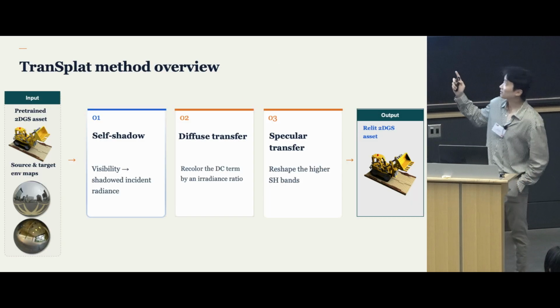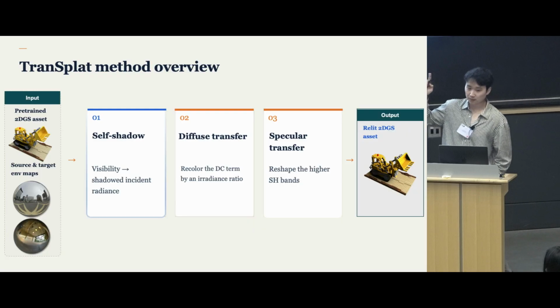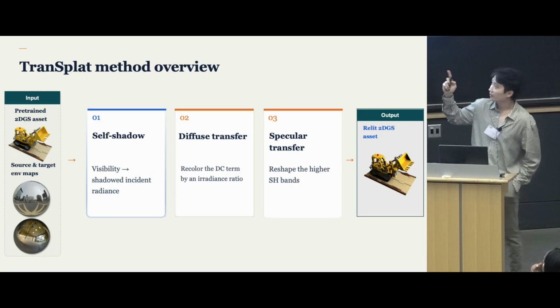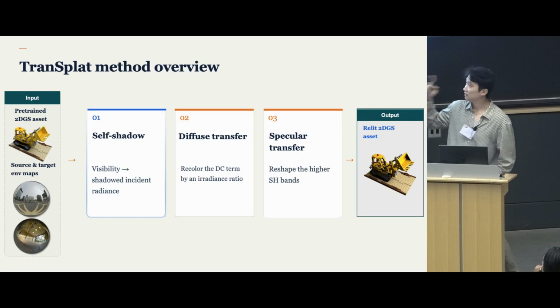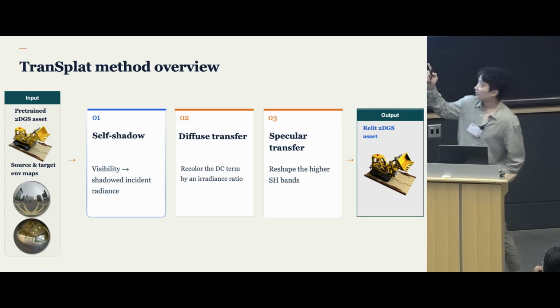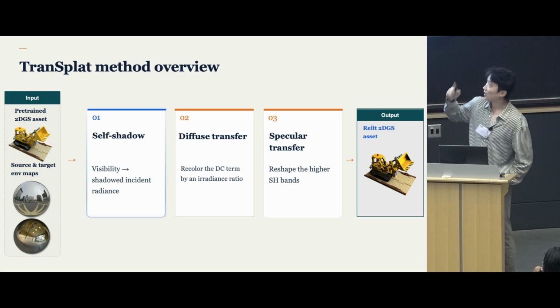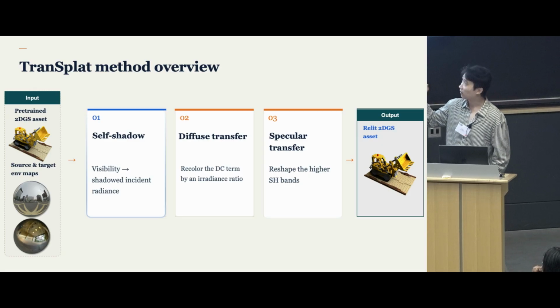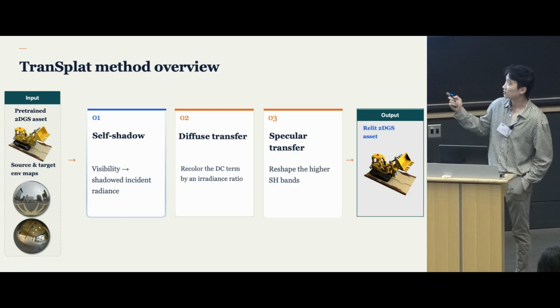Transplat has three basic components. It assumes as input a pre-trained Gaussian splatting asset with known source and target environment maps or light probes. It performs first self-shadowing and then radiance transfer to relight the object. I'll first start with how we handle self-shadow.